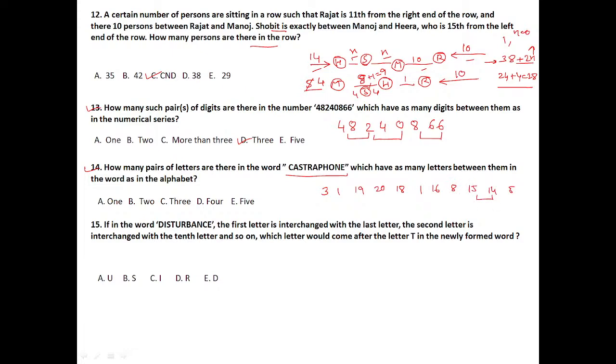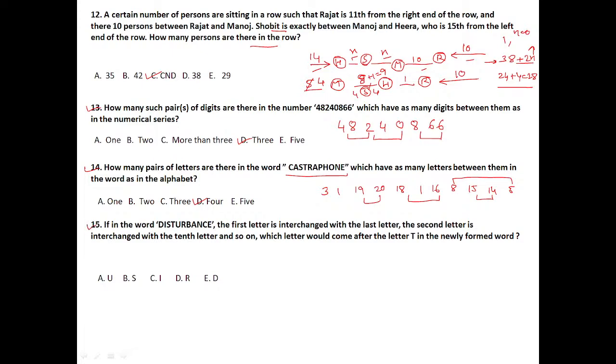So 14, 15 is one set, and 16, 17, 18 is one set, 19, 20 is one set, and what's next? 5, 6, 7, 8. Yeah, this is one, 15, 16, 17, 18, 19, 20. So 4 sets are there. So option D is the answer.